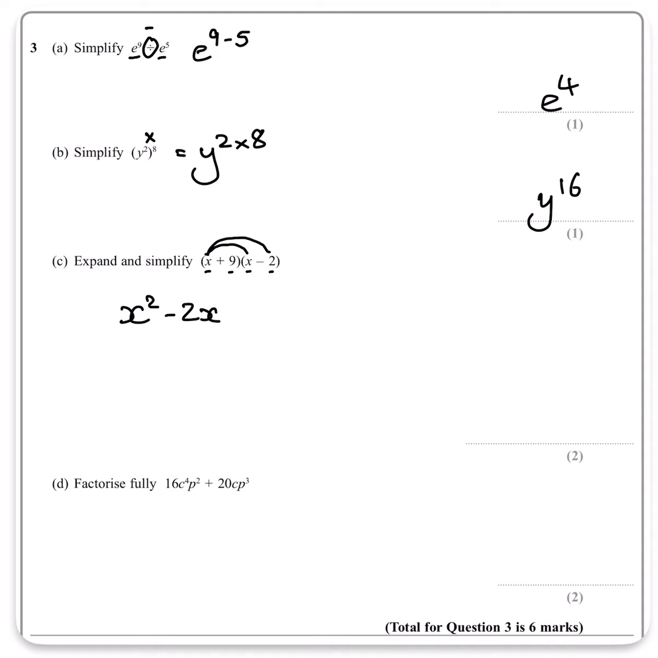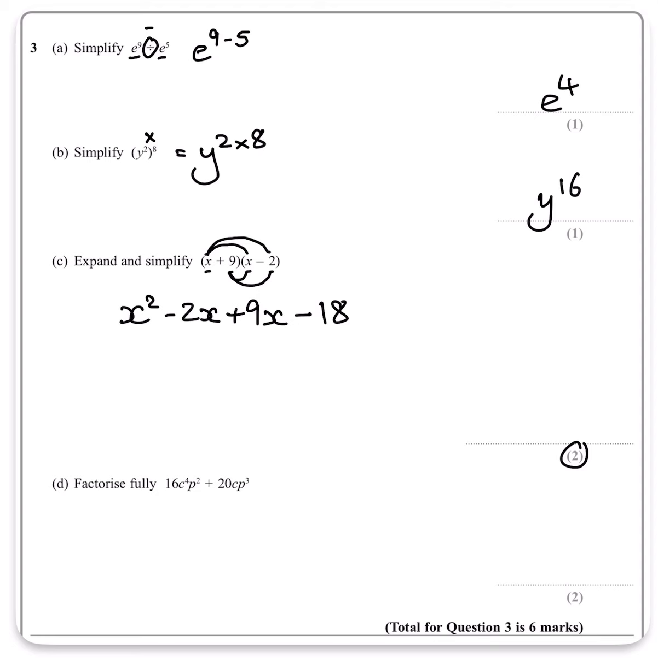So that's the first term of the first bracket multiplied by both terms in the second bracket. Move on to the 9, the second term in that first one. Multiply it by the x, gives me plus 9x, and then that 9 now multiplied by the minus 2. So plus multiplied by minus gives me a negative answer. 9 times 2 gives me 18. Now bear in mind this one has 2 marks available. I've only done one thing so far, so there's another bit of working out.